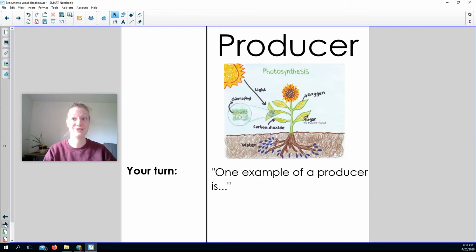All right, it is your turn. Remember to use a complete sentence. Remember to use Read and Write if you can to say the sentence aloud. If not, it's fine to type it. One example of a producer is, give me one. Go. All right, moving on.